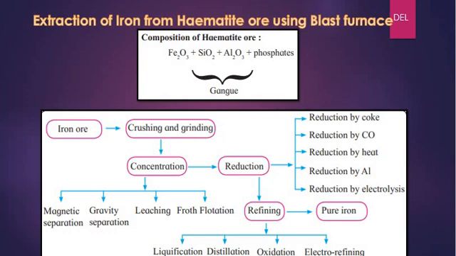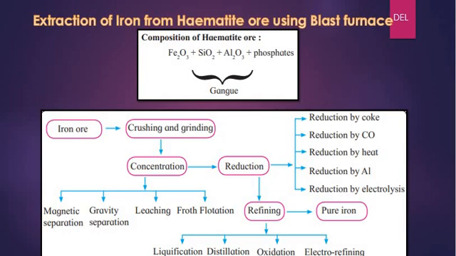In concentration, we remove the gangue particles by washing the ore with a current of water. In the hydraulic classifier, the lighter gangue particles flow away and are removed in this part. We also do concentration with the help of magnetic separation. If we have particles which are magnetic in nature, the iron particles will be attracted by the magnet, and the other gangue particles will be removed. Gravity separation, froth flotation, and leaching can also be employed. Particularly, froth flotation is employed for sulfide ores.